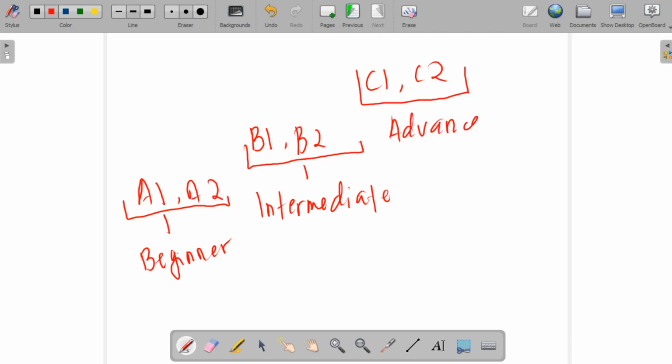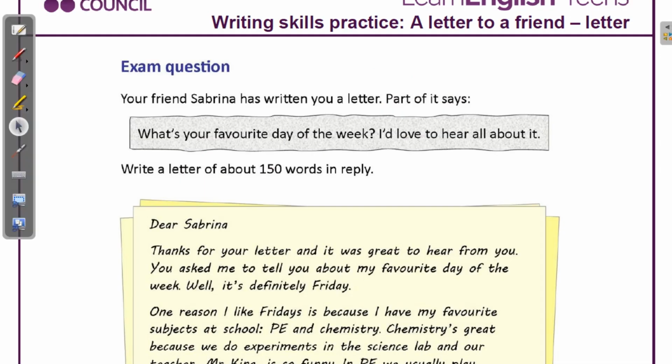Okay, so your previous email writing exercise is in here, A2, right? So for today, I will give you an exercise based on B1 level. Alright, so the level is a little bit upgraded, but don't be afraid, it's not that hard. Alright, so let's go back to the text.